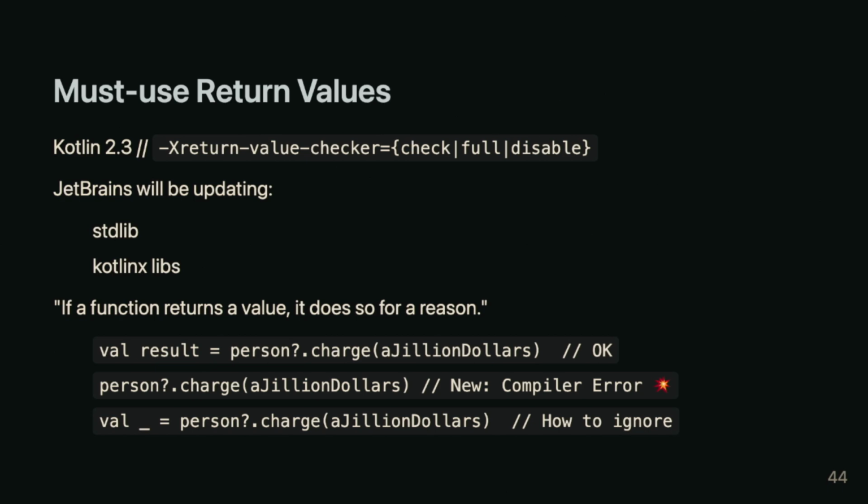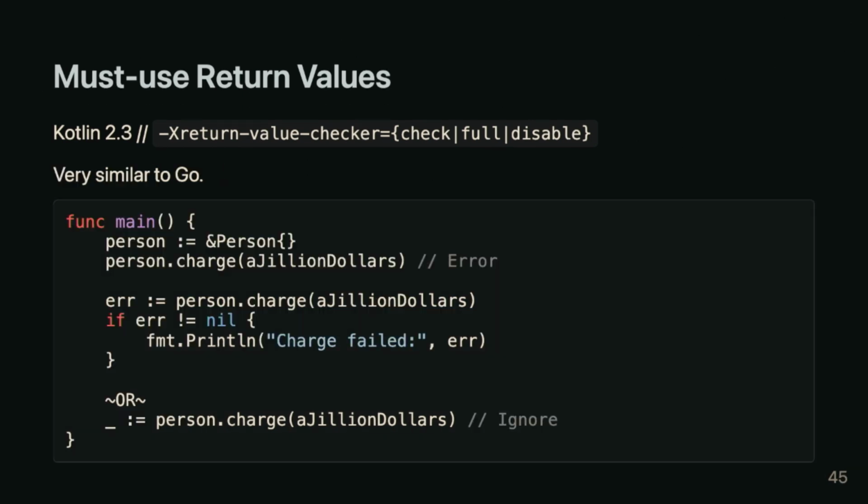What people at JetBrains have said is, if a function returns a value, it does it for a reason. It's very easy to accidentally call a function, like maybe close on a file, and not know that it's returning a Boolean that says if that operation was successful or not. So now we're going to have compile time checking that makes sure that if something returns a value, you have to handle that value.